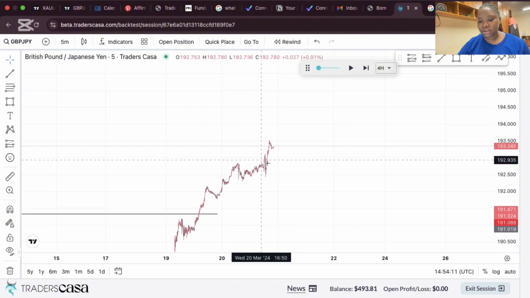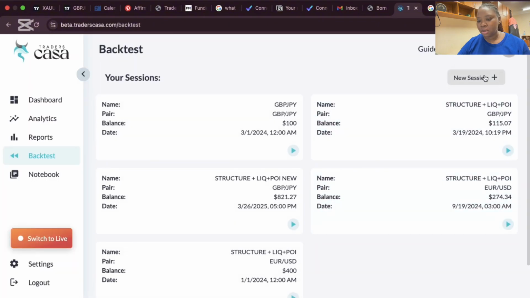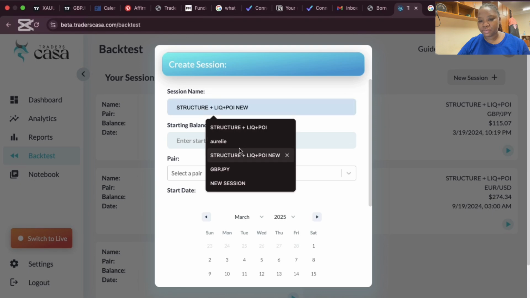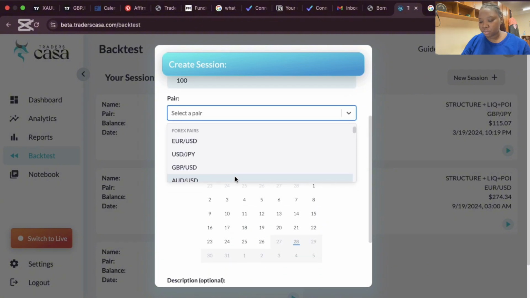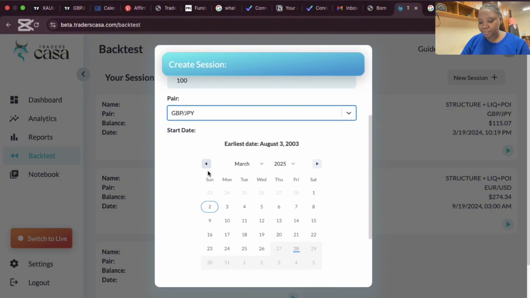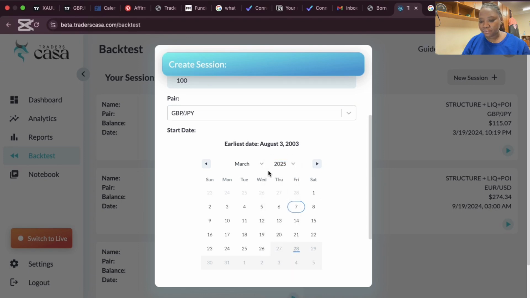Okay, let me exit this session because I'm using this session for something very particular. So I'll exit this session and I'll create a new one. Let's create a new session together, and I'm going to call it structure, liquidity, and point of interest. Then I'm going to start with a $100 balance. Then I'm going to select the pair GBP JPY here. Then I'm going to start in 2025.